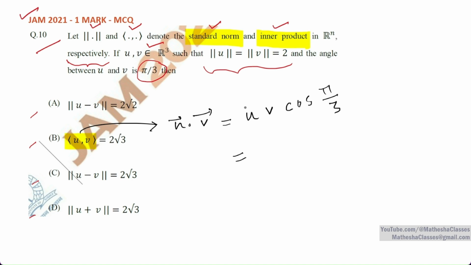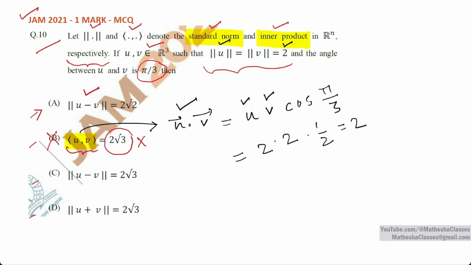So what is the length of u? It is nothing but the norm of u, which is equal to 2. Similarly, norm of v is equal to 2 as well, and cos pi by 3 is half. So that means you are getting the value of the dot product of u and v to be 2, and not 2 root 3. So B is wrong. Let us move to option A, where we are supposed to calculate norm of u minus v.